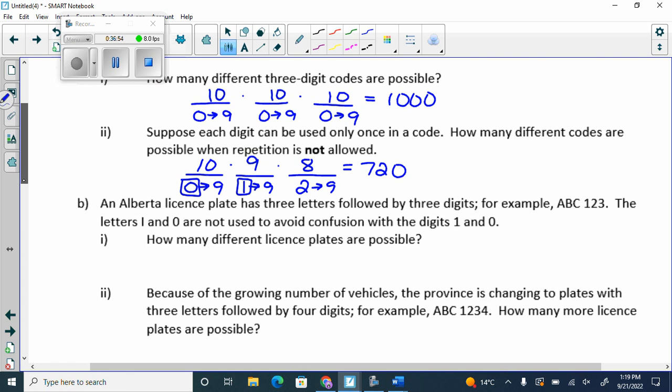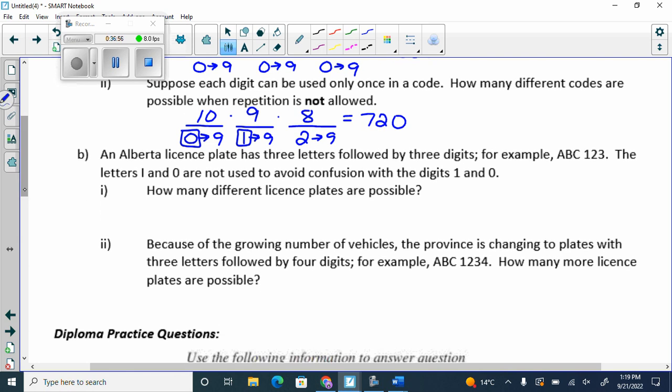The next one says, an Alberta license plate has 3 letters, boom, boom, boom, letter, letter, letter, followed by 3 digits, boom, boom, boom, digit, digit, digit. The letters I and O are not used to avoid confusion with the digits 1 and 0. So I and O are out completely for everything, anywhere in here. Well, letters are the first 3. So I and O are out for the first 3.